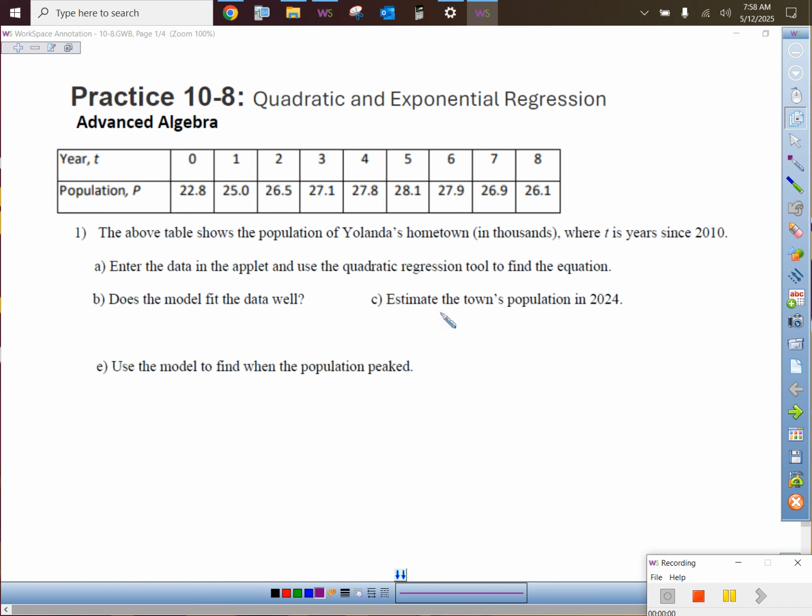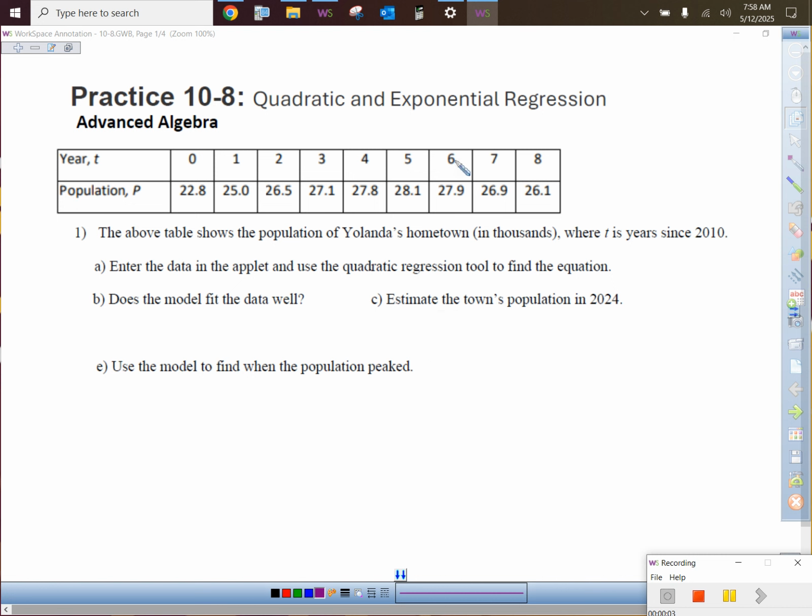Last lesson of the year, 10-8, quadratic and exponential regression. I am excited for it because in some of your later math classes, man, do they use these equations a lot, but they never show where they come from, right? So I purposely designed this last lesson to show them how this quadratic and exponential regression stuff works.